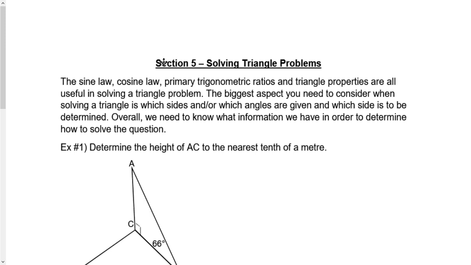So when we finish up our trigonometry, we have to make sure that we are able to use our sine law, cosine law, our primary trig ratios, and all of our triangle properties in order to solve triangular problems. For example, word problems, diagram problems. But the biggest thing that you need to consider when you're solving a triangle is which sides and/or angles you're given and what you need to find out. And overall, you need to know what you are trying to figure out.